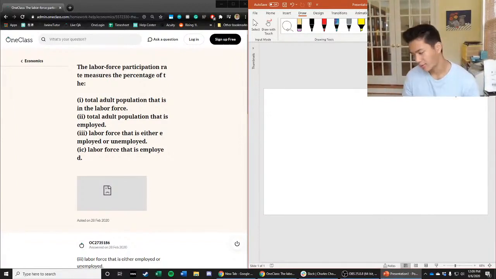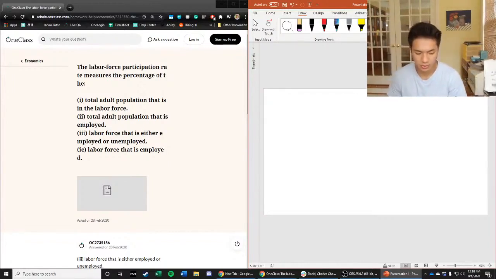So let's break it down, right? The definition of labor force participation rate is calculated by dividing the total number of people who are actively involved in searching for a job, aka qualifying as a member of the labor force, divided by the eligible population, normally a specific age range of adults who are not held back by any conditions from engaging in the labor force. So that's the way we calculate it.